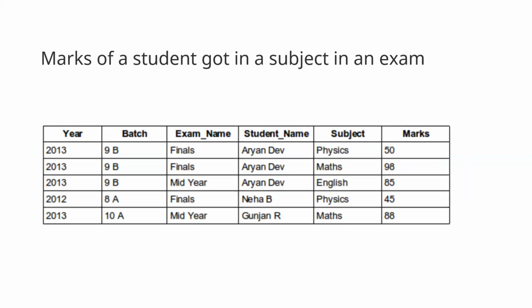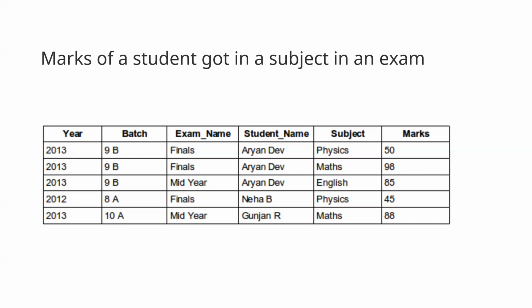I'll mention it once more with another example. It's a particular result of a particular student. For a particular school, lots of batches are there, and their results have been captured. So how can we tell the grain? Grain is the marks a student got in a subject in a particular exam.